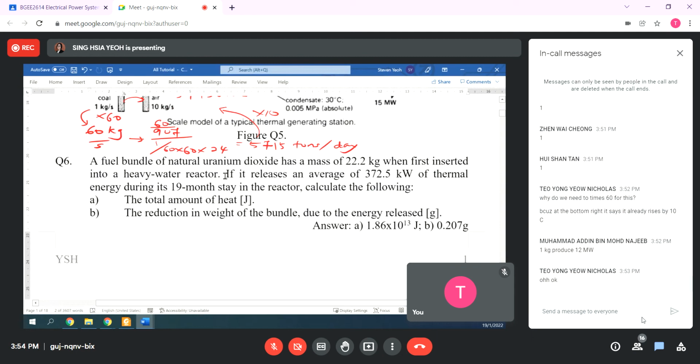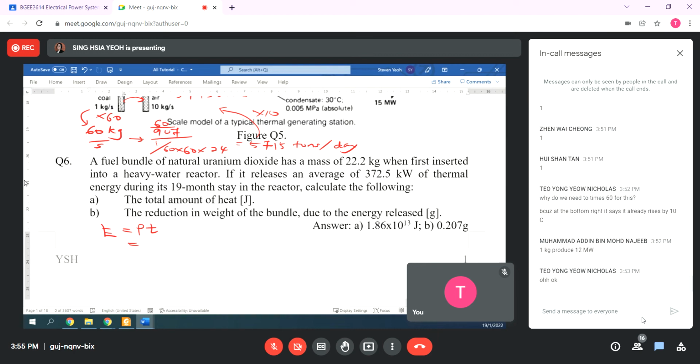So they say the uranium dioxide has a mass of 22.2 kilogram when first inserted into a heavy water reactor. If it releases an average of 372.5 kilowatts of thermal energy during its 19 months stay in a reactor, calculate the amount of heat. So you can use the energy E equals to P power times time, right?